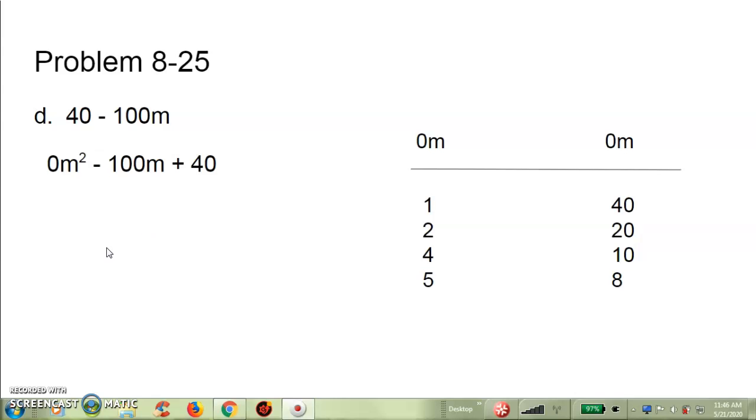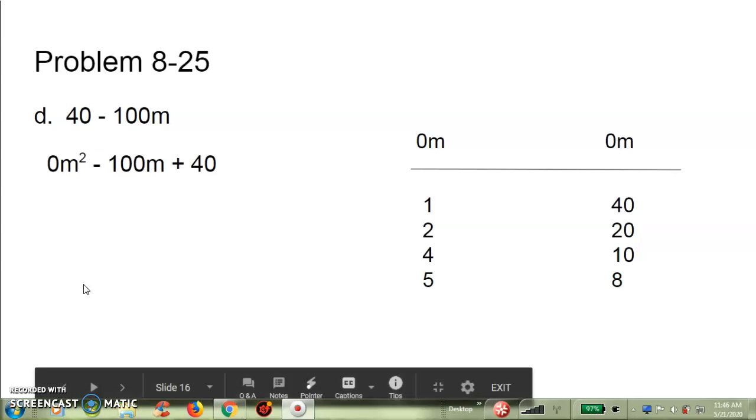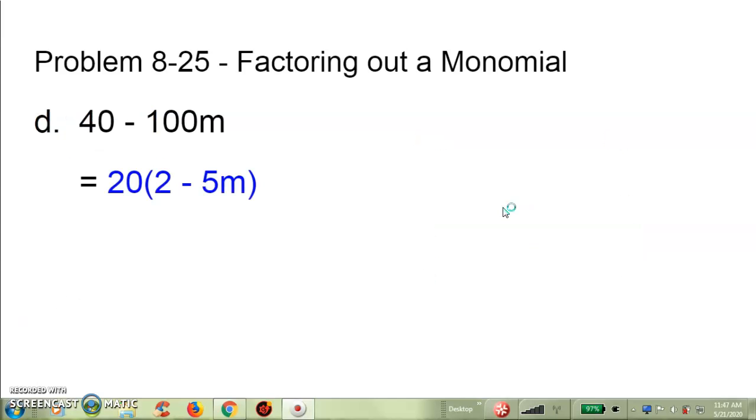So I can't actually do it this way. So what we're going to do with this one is just what we did before. We're going to factor out a monomial. So I think you can see from this case, the greatest common factor is 20. And there is no variable in the greatest common factor because there's no variable here. So same thing, you figure out the greatest common factor, what's the largest number that will go into both. And then since it was 20, you write that on the outside of the parentheses.